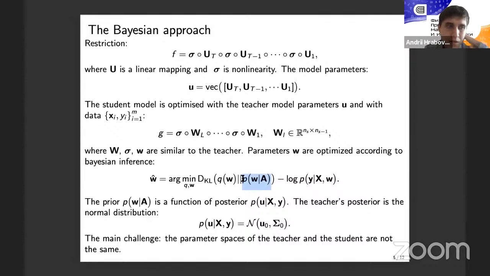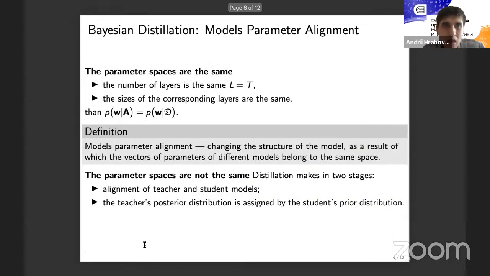We can use the posterior distribution of teacher parameters as the prior distribution for student parameters, but only if the structures of the teacher and the student are the same. And the main challenge, as I said earlier, is that the parameter spaces of the teacher and the student are not the same, and that's why we need alignment. In the first case, when the number of layers is the same and the size of each corresponding layer is the same, we can just use the posterior distribution of teacher parameters as the prior distribution of student parameters.